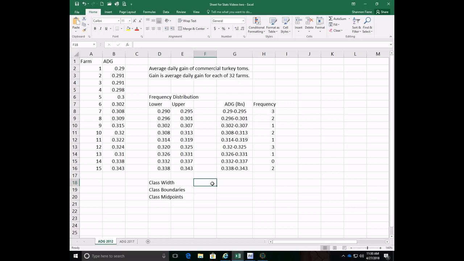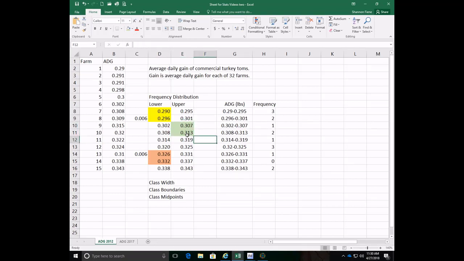Maybe you've noticed it already, maybe you haven't, but the difference between any 2 lower limits, for example, these 2, or these 2, is going to be the same. 0.296 minus 0.290 gives me 0.006. 0.332 minus 0.326 gives me 0.006. So the class width is the difference between 2 consecutive lower limits, or it also works to take the difference between 2 consecutive upper limits.